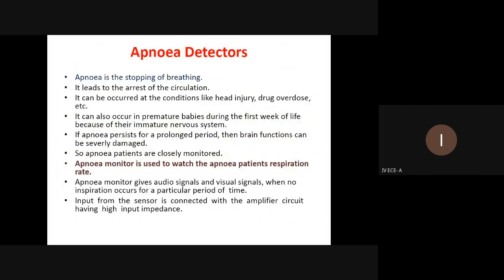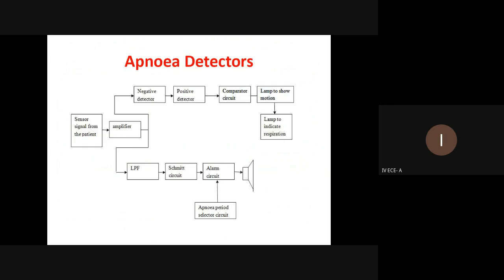Apnea detectors. Apnea is the stopping of breathing, and it leads to arrest of the circulation. It can occur in conditions like head injury, drug overdose, etc. It can also occur in premature babies during the first week of life because of their immature nervous system. An apnea monitor is used to watch the apnea patient's respiration rate. It is mainly used in ICU wards and for coma patients.